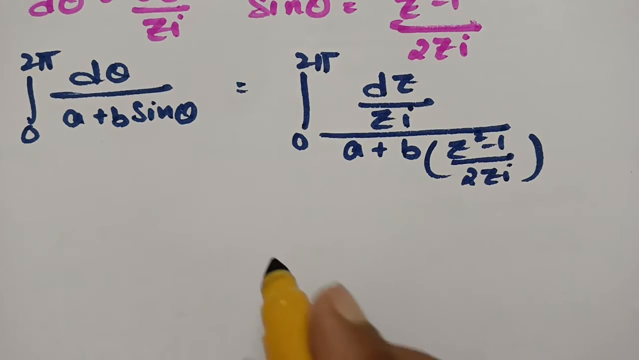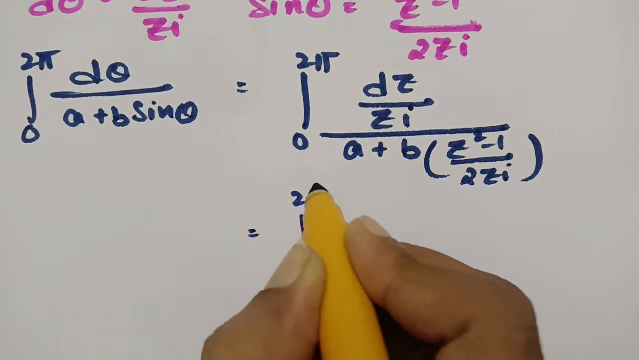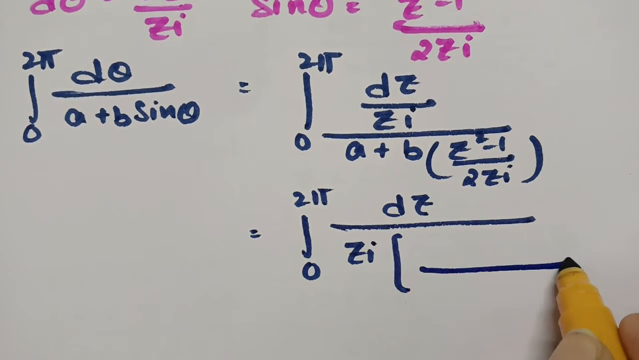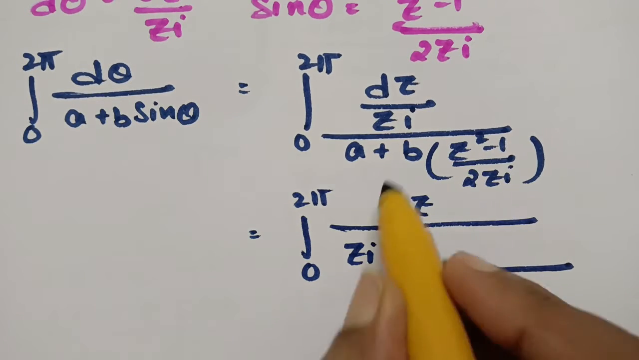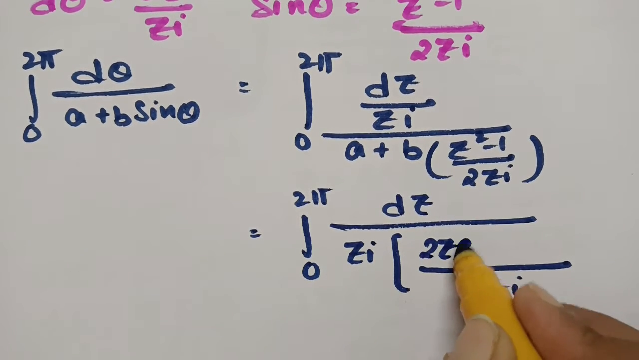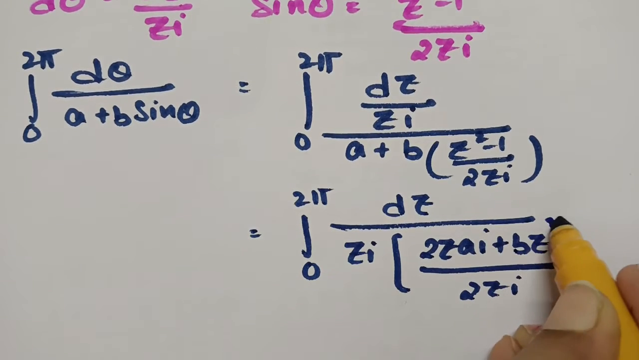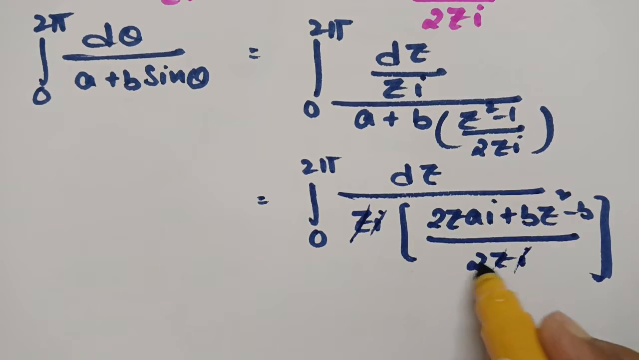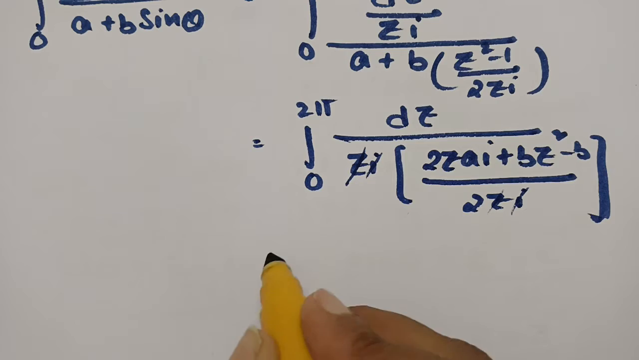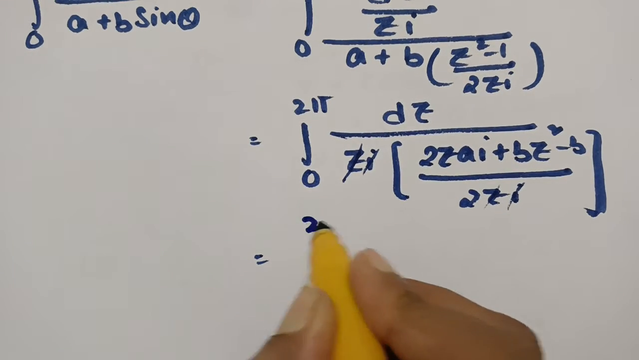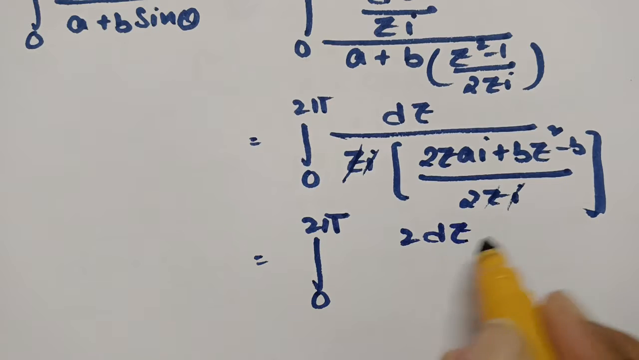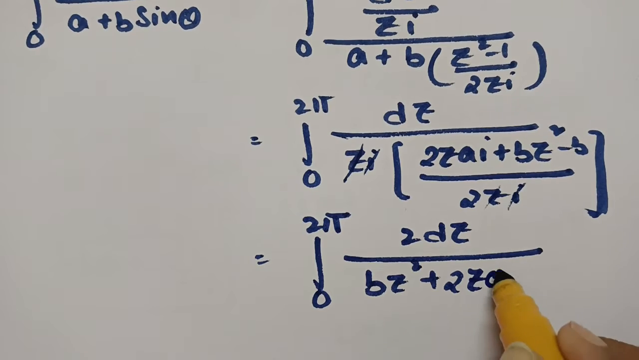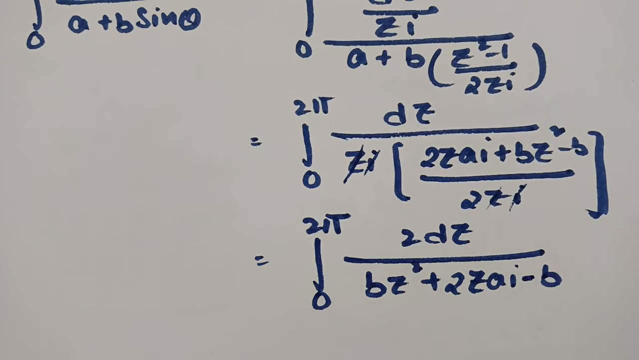So now this is the integral from 0 to 2 pi of dz by zi times, if I take 2zi as the LCM, 2zia plus b into z square minus b. Clear? Now I can cancel this zi and zi, and send the 2 to the numerator, and this becomes the integral of 2 dz by bz square plus 2zia minus b.